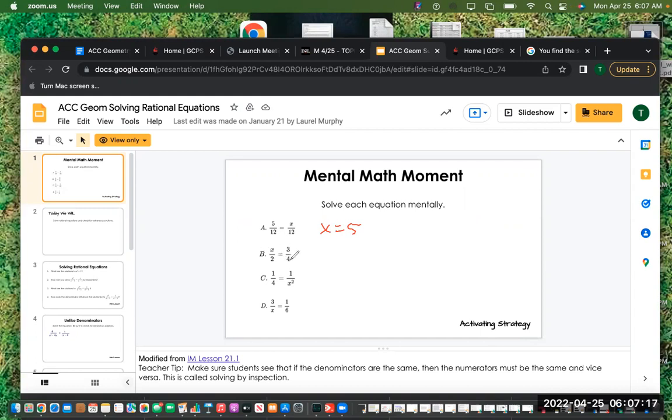On this next one, since the denominator is not the same, I would multiply by 2. That would give me 2x over 4 equals 3 over 4. Then to solve for x, I would set 2x equal to 3 and divide by 2, and that would give me x equals 1 1/2 or 3/2. That one's a little bit more of a stretch, but you do need to understand that you have to have common denominators in order to solve.